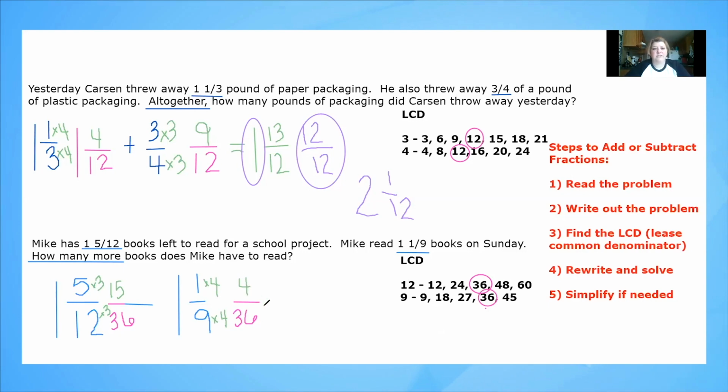Now we are ready to solve that problem. We're going to subtract our whole numbers first. 1 minus 1 is 0. 15 minus 4 is 11. My denominator stays the same, so I have 11 36ths of a book left to read.